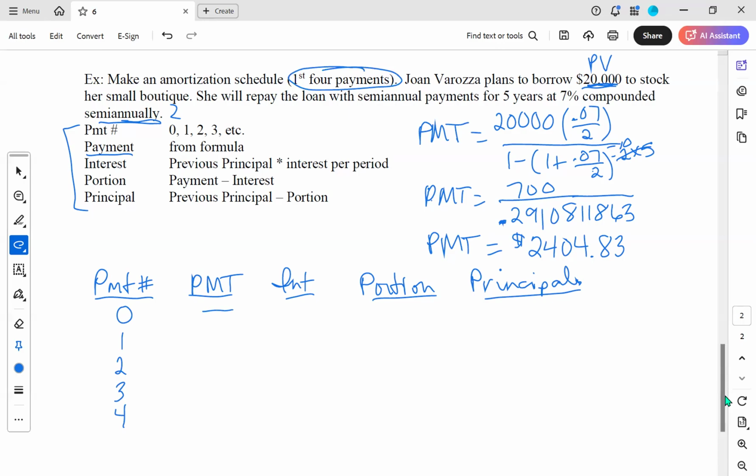So payment 0, you will have dashes for everything. And the amount that's getting borrowed is what goes in the principal. So payment 0 does not count in the first 4 payments. All right, payment 0 has to be there because that's our starting balance. Now, for each of your payments, you're going to type in the amount of the payment that we got. So this is 2404.83, and we can go ahead and do that for our others and just get that taken care of because those will always match.